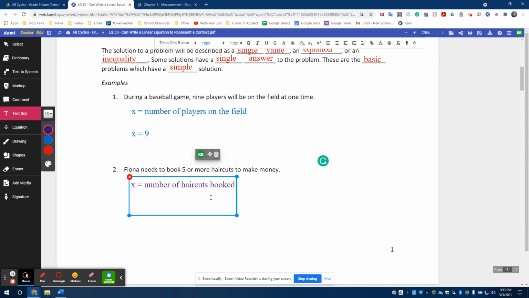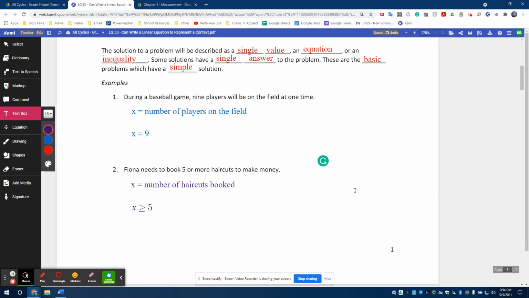That means she could book 5. If she does 5, she makes money, but 6 works as well, 7 works as well, 8 works as well, and more. I guess there would probably be a maximum. So what that tells us is that the number of haircuts booked has to be greater than or equal to 5. The number of haircuts booked is greater than or equal to 5. So this would be the inequality that we've come up with.